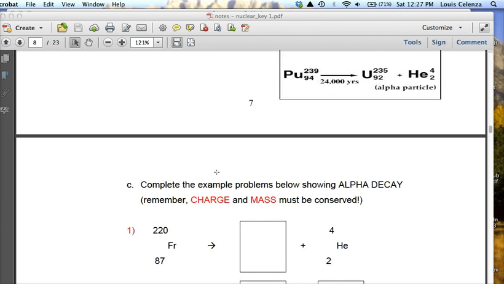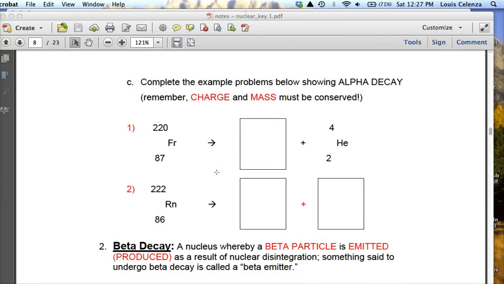So let's take a look. I think it's easier just to do a couple of examples. If you take a look at the first one here, notice that it looks like it's not a complete equation, and it's not. This is called an alpha decay equation. And you have to be able to complete these equations.